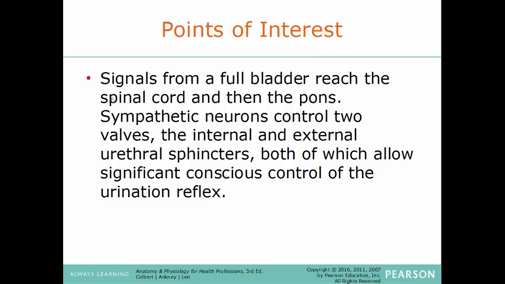are open or closed. That brings us to the end of this chapter on the urinary system.